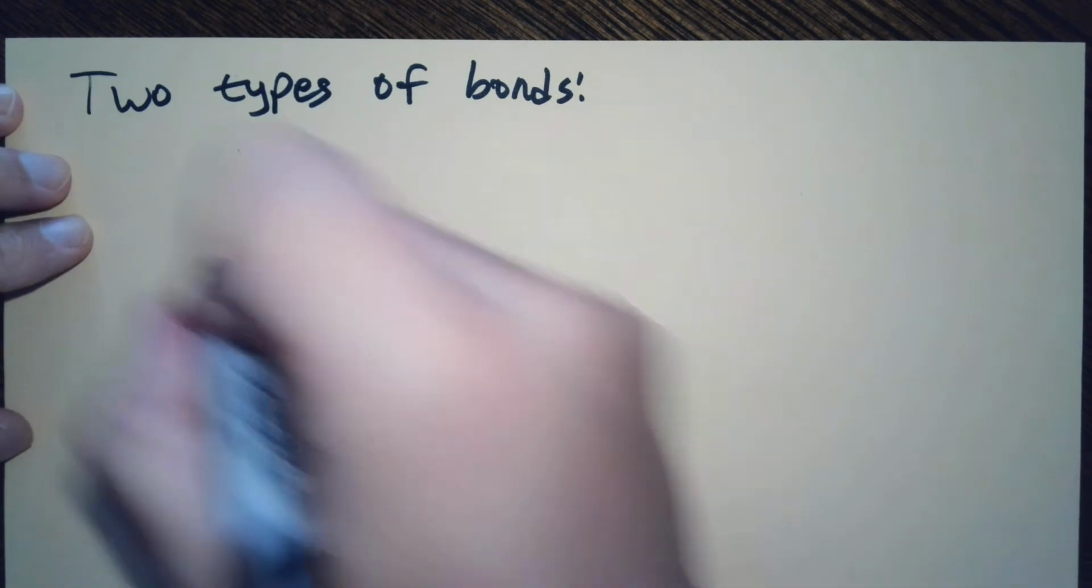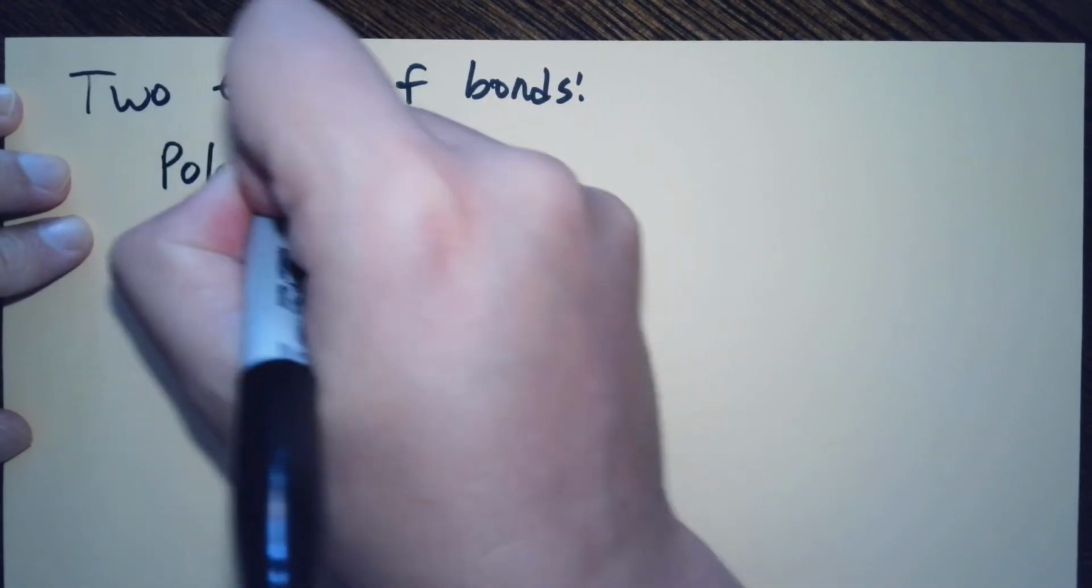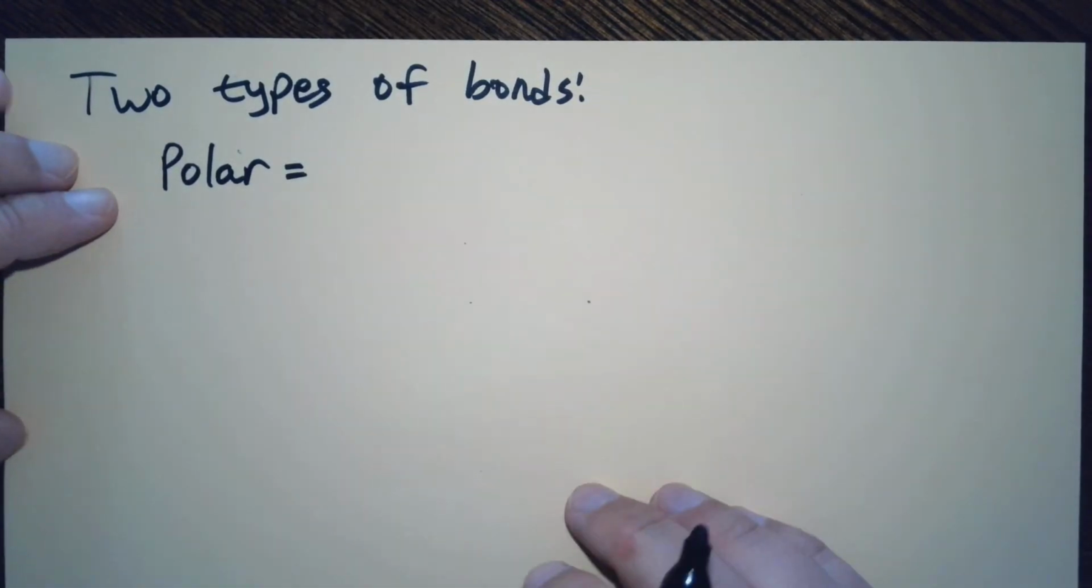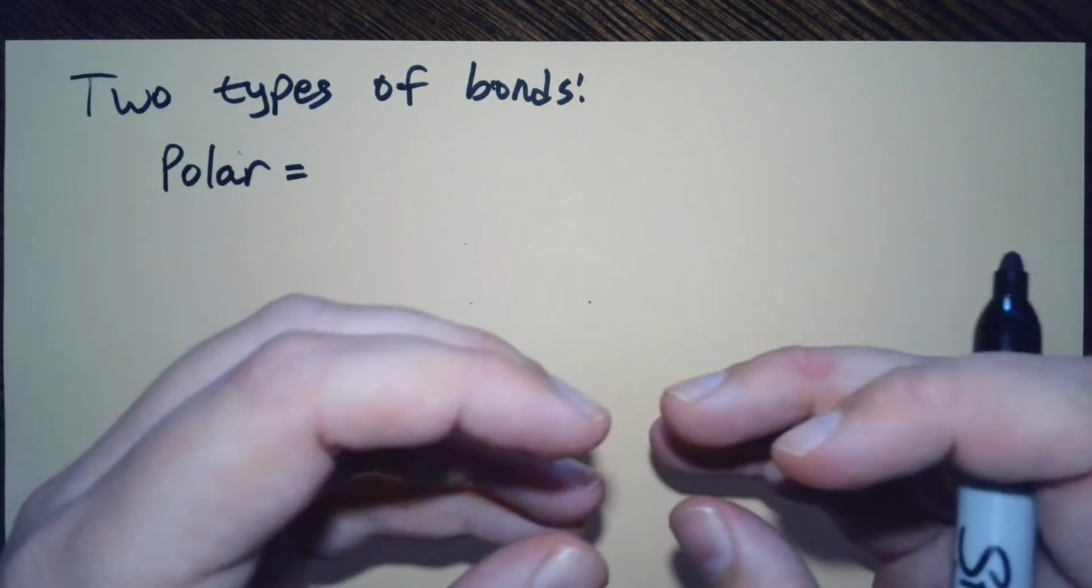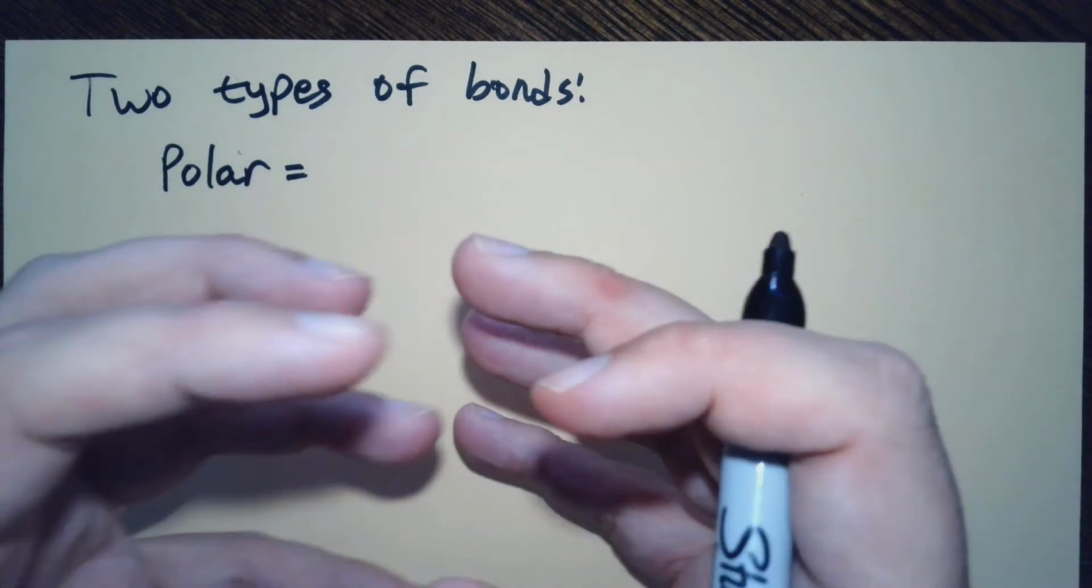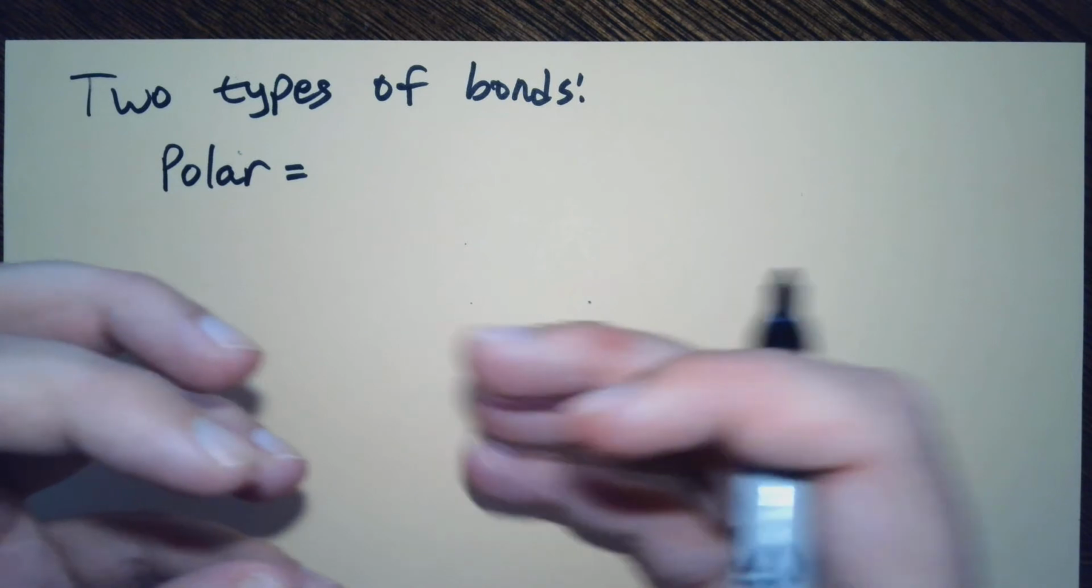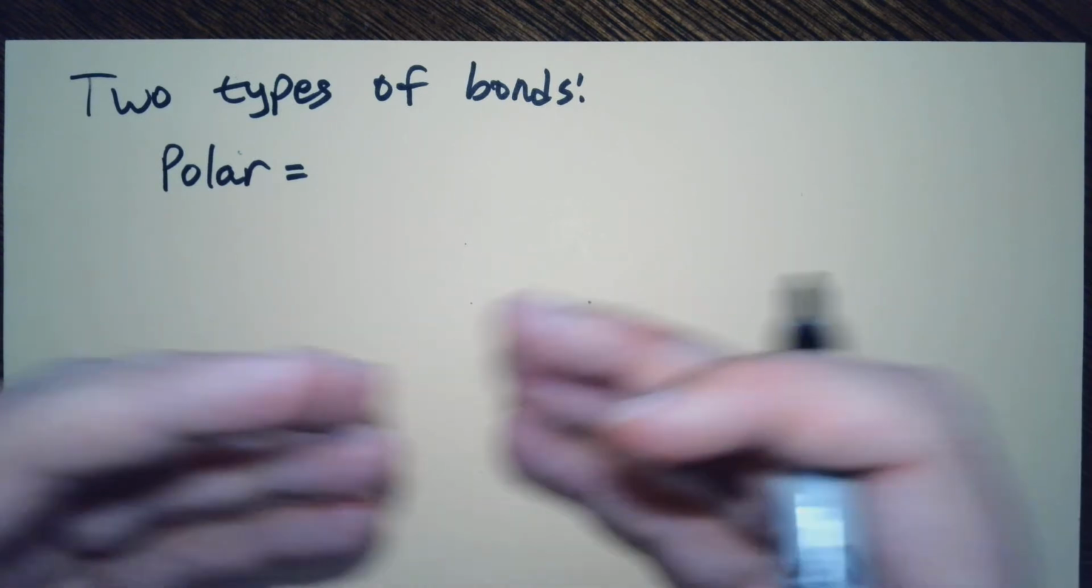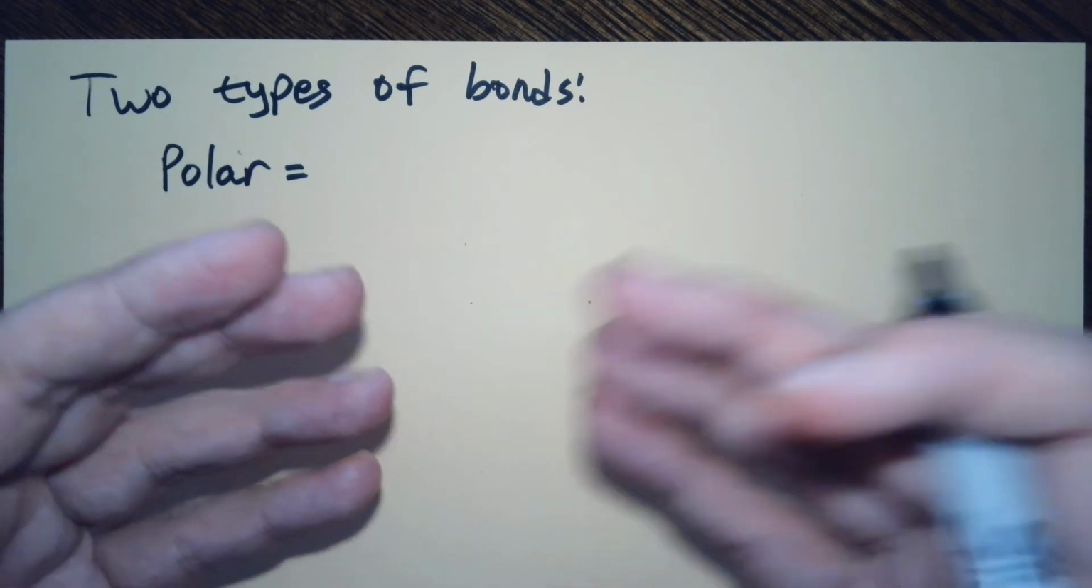We have polar, which is the result of, so there's electrons being shared, but maybe they're not being shared equally. Maybe one side's hogging the electrons a little more than the other. Kind of like people don't always share blankets equally. So one person ends up cold, one person ends up hot.